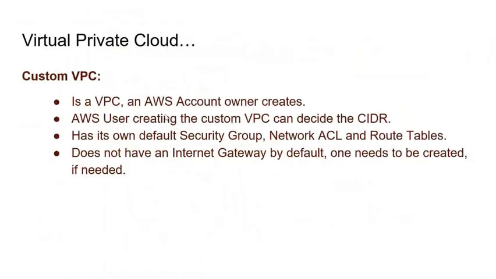Now let's go to the custom VPC. It is a VPC an AWS account owner creates. The AWS user creating the custom VPC can decide the CIDR. It has its own default security group, NACL and route table. When you create a VPC, automatically a security group, NACL and route table are created. One route table is created by default; that is the main route table. So these two things, security group and NACL, you don't need to create separately. And for the route table, only one is created. If you require more route tables, you have to create them manually.